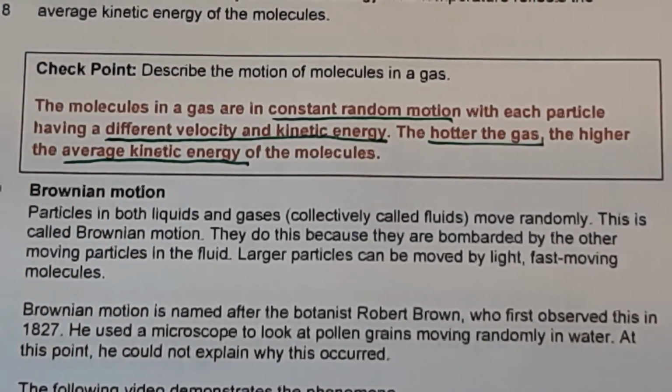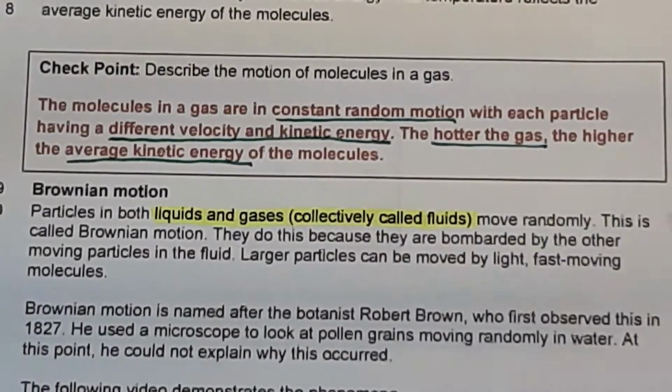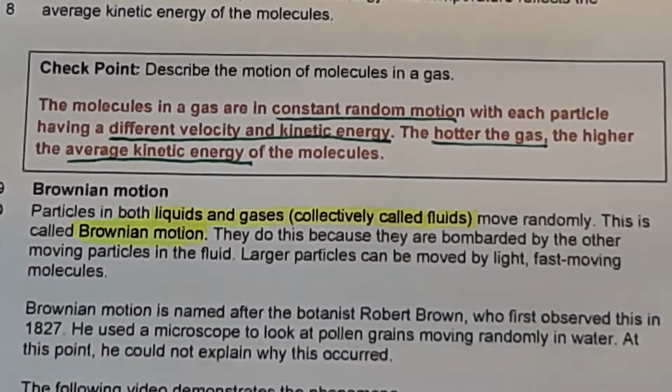Particles in both liquids and gases, which we call fluids collectively, so liquids and gases collectively are called fluids, move randomly. This is called Brownian motion. So Brownian motion is the random movement of particles. I'm going to write that in.